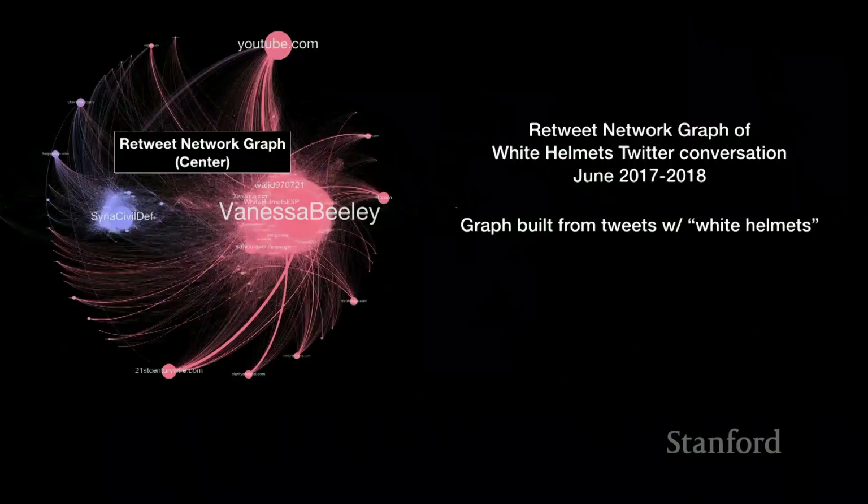In our research in this conversation, we began, as we always do, with a collection of tweets that contained, in this case, the term White Helmets from a larger collection related to Syria. This is one representation of that data set. In the center of this graph is a retweet network graph of that conversation. The accounts are sized by the number of retweets they received, and they're connected to other accounts that retweeted them. And again, you can see this sort of polarization. There's two sides to the conversation.